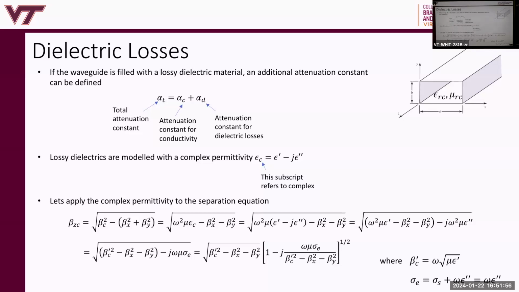Okay, so if the waveguide is filled with a lossy dielectric material, an additional attenuation constant can be defined, which is that for the dielectric, alpha D. We already calculated alpha C. You just add these two together to get the total alpha, and we'll show later that this is correct.